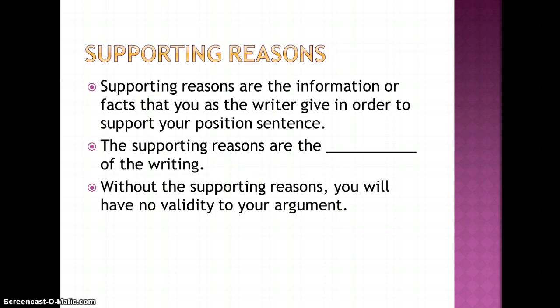After you get your position sentence, then you have to be able to support it, and you need to have supporting reasons. Supporting reasons are the information or the facts that you as the writer give in order to support your position sentence. The supporting reasons are essentially the content of the writing. Without supporting reasons, you will have no validity to your argument. And when we say validity, we essentially mean truth. Or a fact behind it, something that makes it more solid than just a theory that you might have.